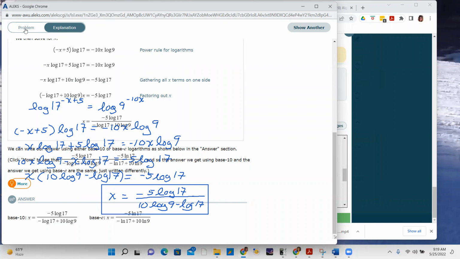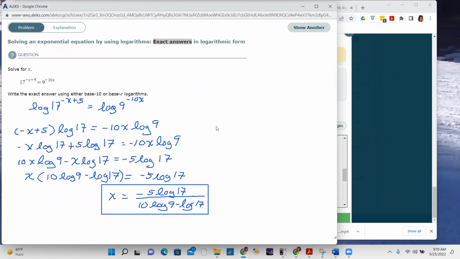So again, notice we just took the log of both sides, brought the powers down. And keep in mind, log 17, it's just a number. Log 9, it's just a number. You know, you could approximate those on a calculator.